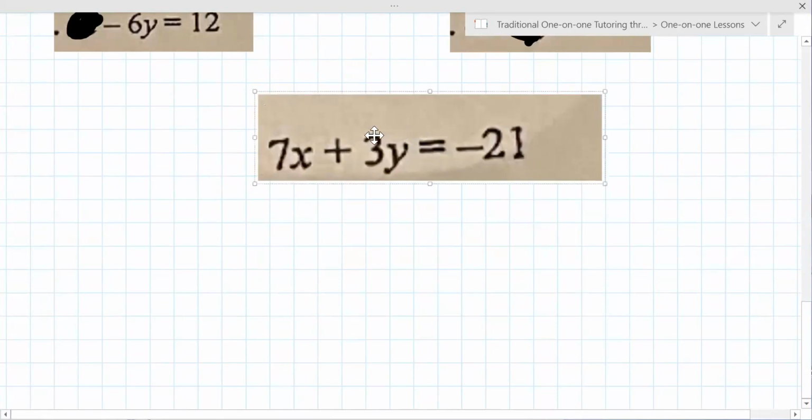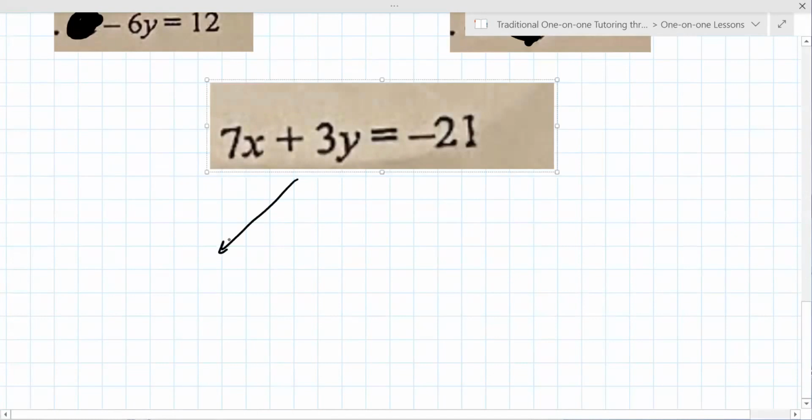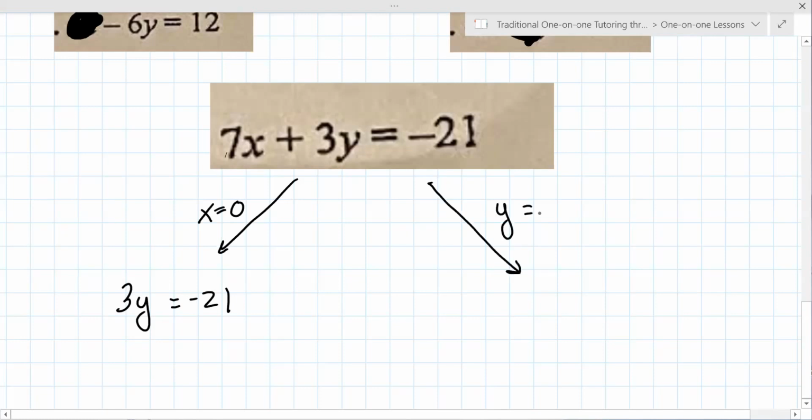So if x equals 0, it's like getting rid of this 7x term. So it becomes 3y equals minus 21. Now I just wrote that, but do you visually see, if you were to cover up the 7x because x is 0, it becomes that? You follow that? Yeah, I do. Now on the right here, when y is 0, I'm covering up the plus 3y. So this becomes 7x equals minus 21.